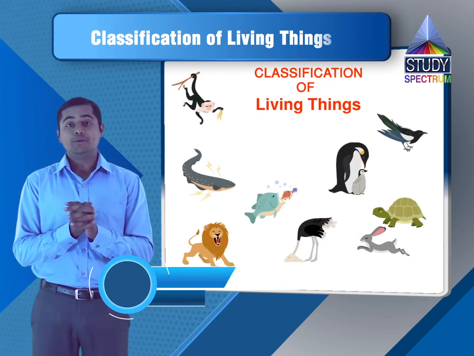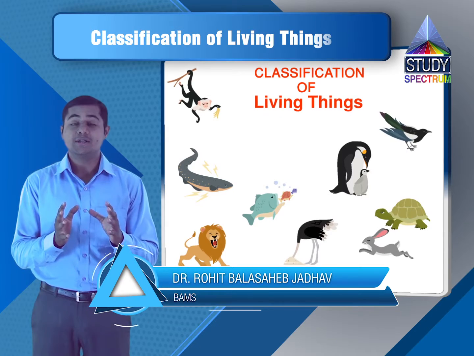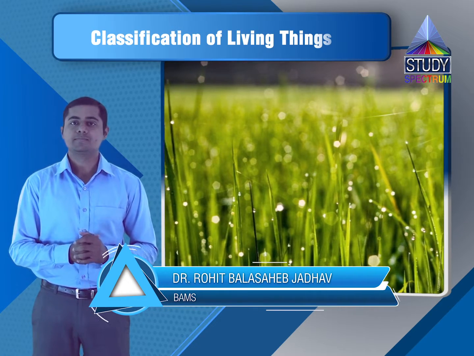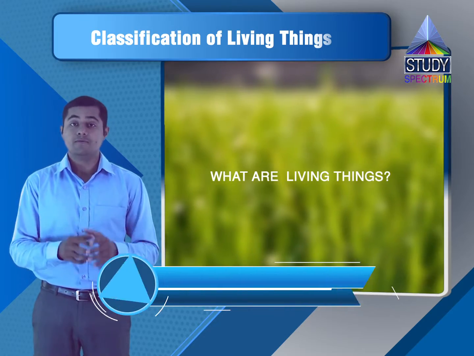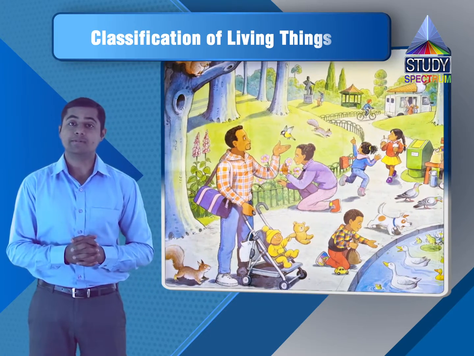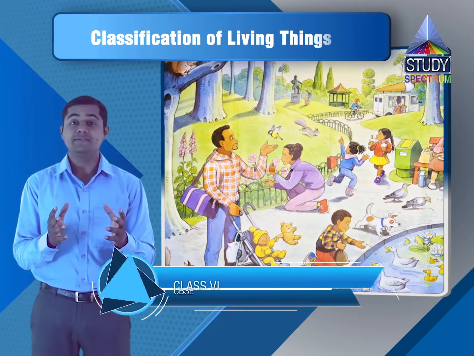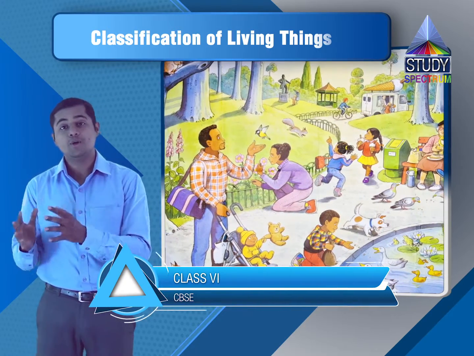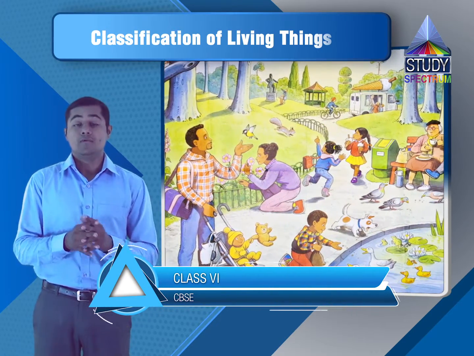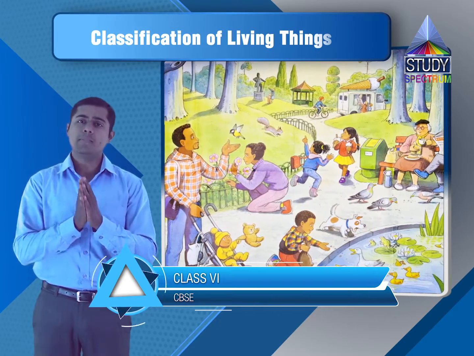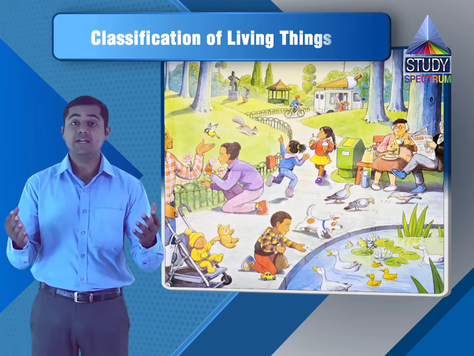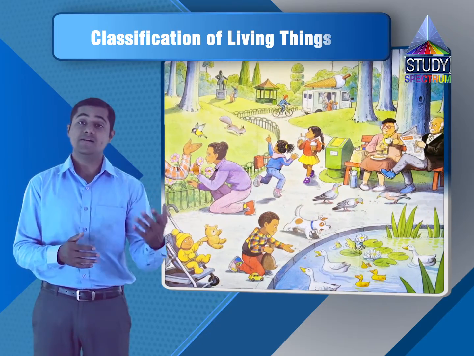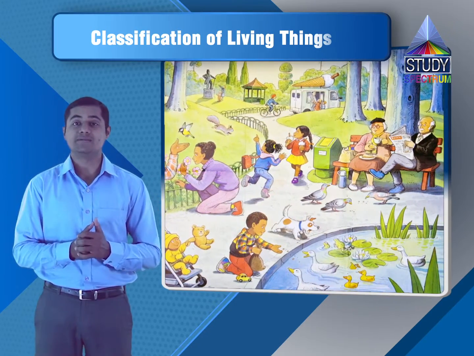Today we are going to discuss the classification of living things. Very first, tell me, what is a living thing? We have already seen in our previous chapters how we can differentiate living things from non-living things. We are surrounded by many things. All the things in our surroundings can be classified into two major groups: living things and non-living things.